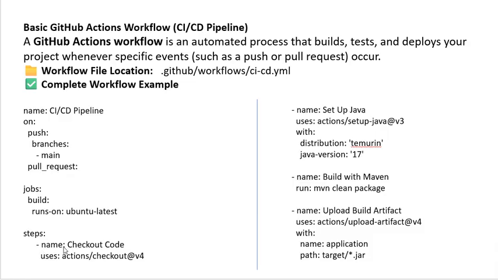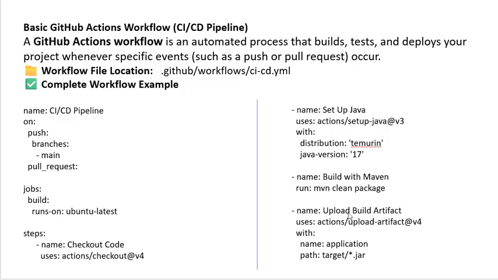- name: Checkout code, uses: actions/checkout@v4. Another step: - name: Set up Java, uses: actions/setup-java@v3, with: distribution: 'temurin', java-version: '17'. Another step: - name: Build with Maven, run: mvn clean package.